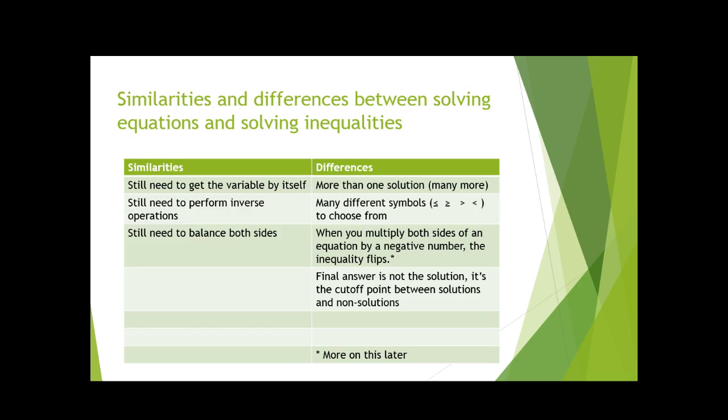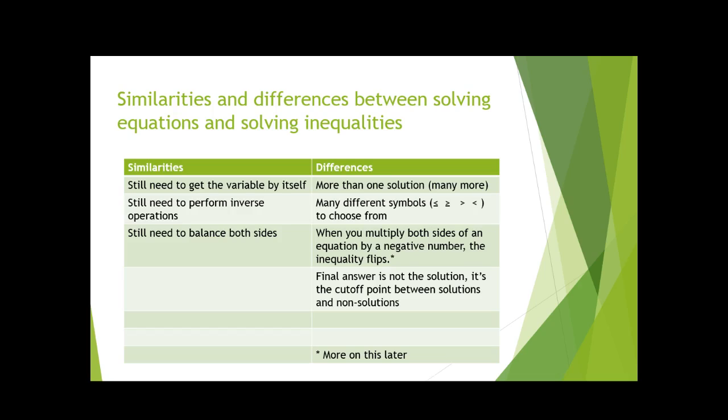The similarities are you still need to get the variable by itself. You still need to perform inverse operations to do that, and you still need to balance both sides of the inequality. What you do to one side of the inequality, you've got to do to the other. If it's x plus 5, you've got to subtract. That's your inverse operation. And you're done when your variable is by itself.